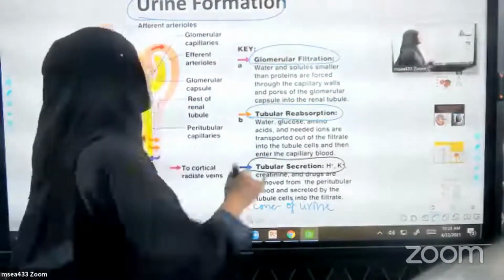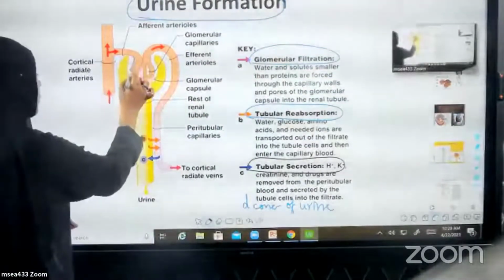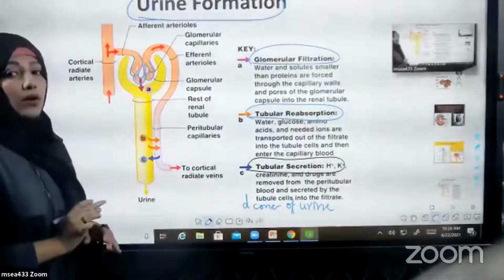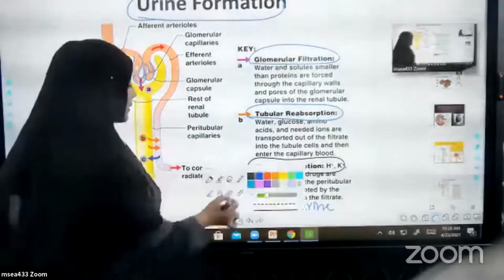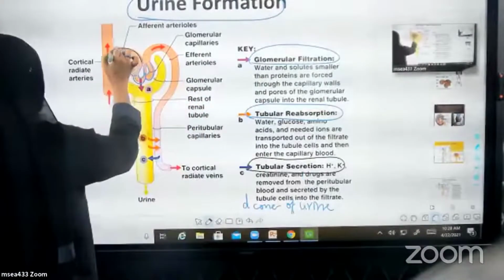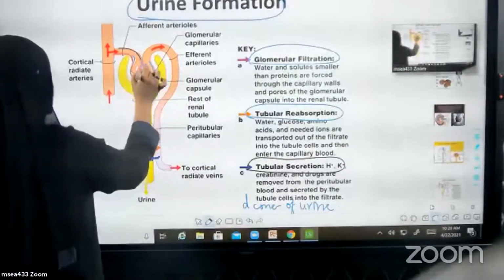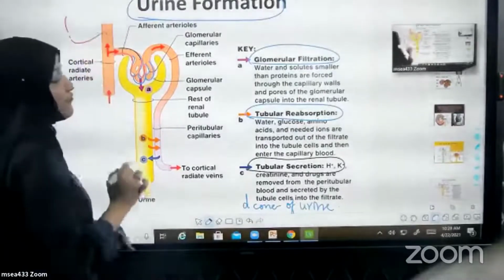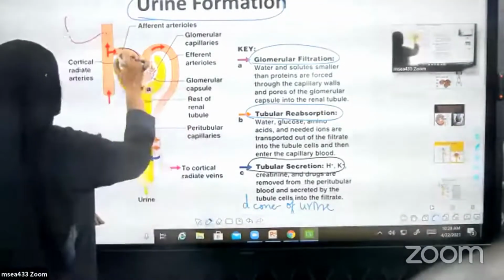It occurs in the glomerulus. You all know what the glomerulus is. I said that the networking of this is called the glomerulus. So here, the networking of this arteriole forms the glomerulus. The blood flows from the afferent arteriole into the glomerulus.